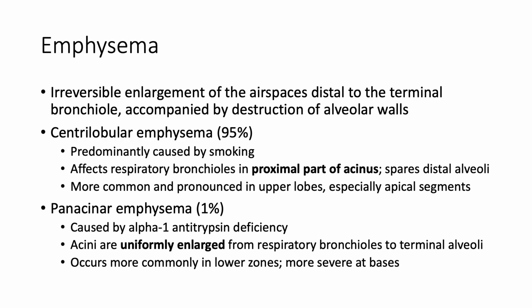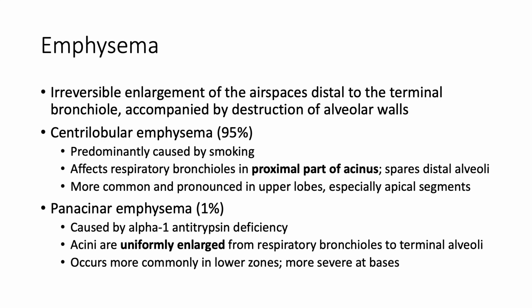So emphysema is one type of COPD, and it's defined by irreversible enlargement of the air spaces distal to the terminal bronchiole, accompanied by destruction of alveolar walls. The most common type is so-called centrilobular or centroacinar emphysema. This is the type that's mostly caused by smoking and biomass exposure as well. And so this is going to affect respiratory bronchioles in the proximal part of the acinus. It's going to spare the distal alveoli, and it's more common and pronounced in the upper lobes, especially the apex.